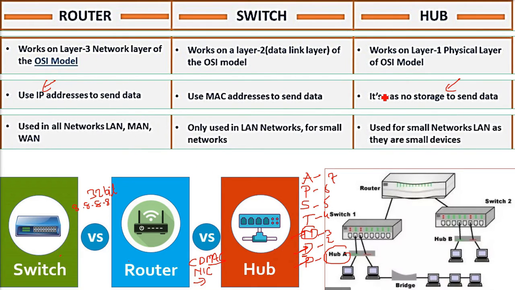Coming again to the hub. This is used for small networks, LAN. They are small devices. So 2-3 devices which you want to connect, you can always use a hub. Now switch. This is only used in LAN networks, for very small networks. There are different topologies in networks. So a switch can be a very helpful device on layer 2 to make a LAN. And a router can be used in all LAN, MAN, WAN, local area network, metropolitan area network, and wide area network. Switch only LAN.